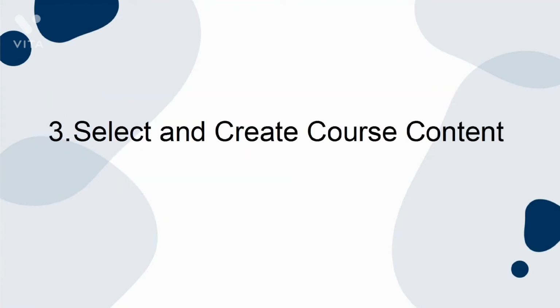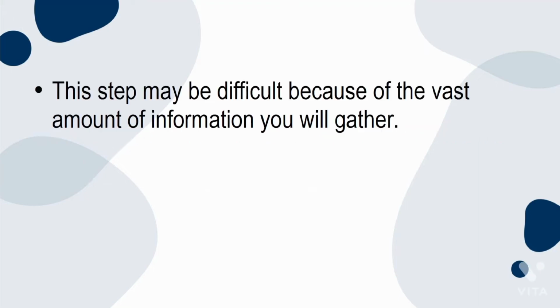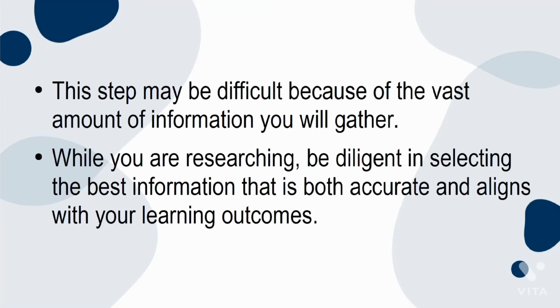The third step to creating your online course is to select and create the course content through research. This step may be difficult because of the vast amount of information you will gather. While you're researching, be diligent in selecting the best information that is both accurate and aligns with your learning outcomes.